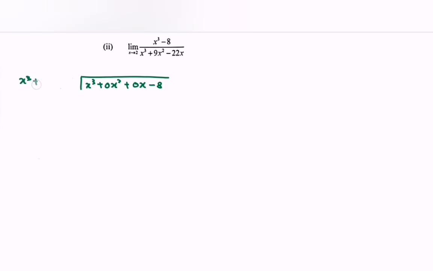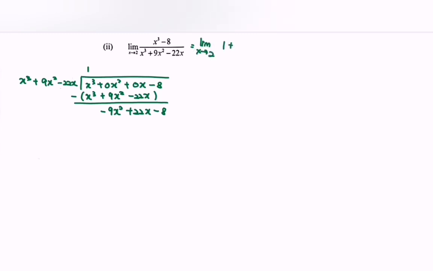So x to the power of 3 plus 9x squared minus 22x. So we have 1. So x to the power of 3 plus 9x squared minus 22x. If we simplify, we will have negative 9x squared plus 22x minus 8. We write it out: limit as x approaches 2 of 1 plus negative 9x squared plus 22x minus 8 over x cubed plus 9x squared minus 22x.